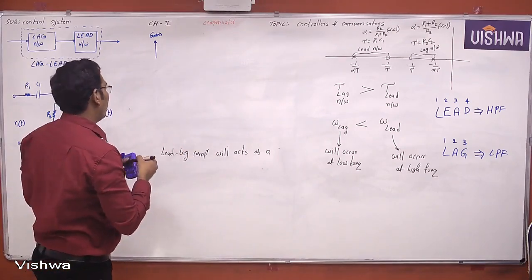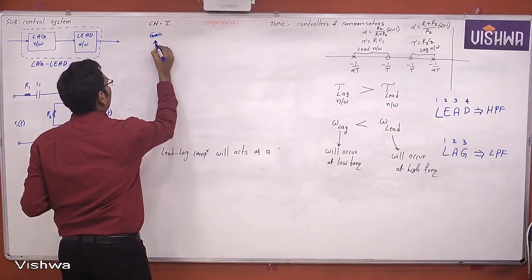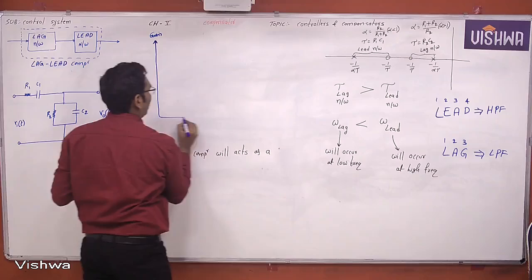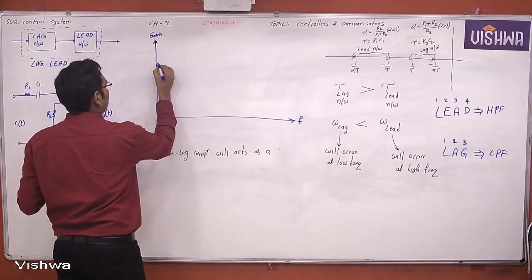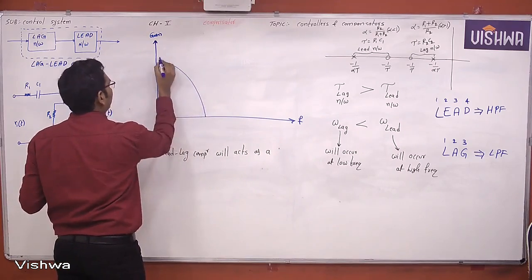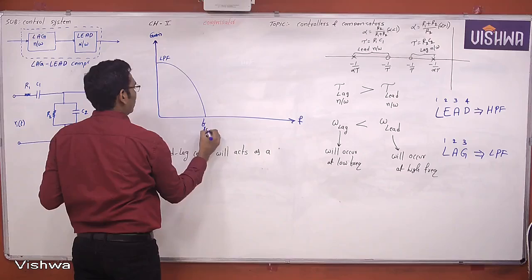And I am already giving one simple method. Now see here. What is the first network? Lag. Lag means less number of terms. Less number of terms means low frequencies. This is the lag network. The lag will act as a low pass filter.